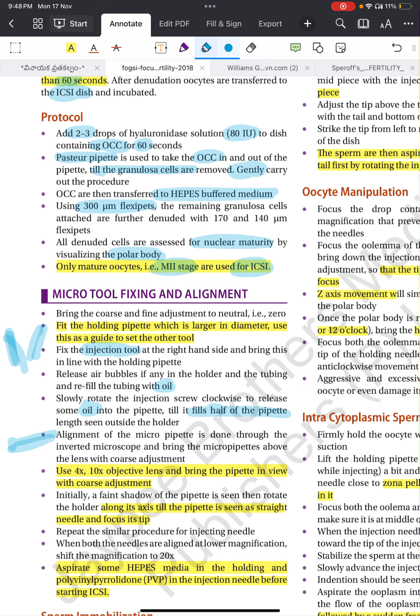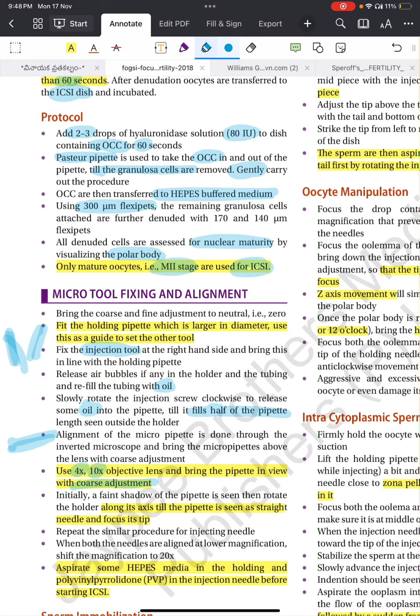So we will take the 4x and 10x objective lens and bring the pipette into view with coarse adjustment. If you remember, in the case of sperm visualization, the objective lens we use is 20x. Why? Because at 10x we can't see the sperms, and with 40x the objective will touch the cover slip and break it. Whereas in the case of doing ICSI, we'll use the 4x or 10x objective lens.